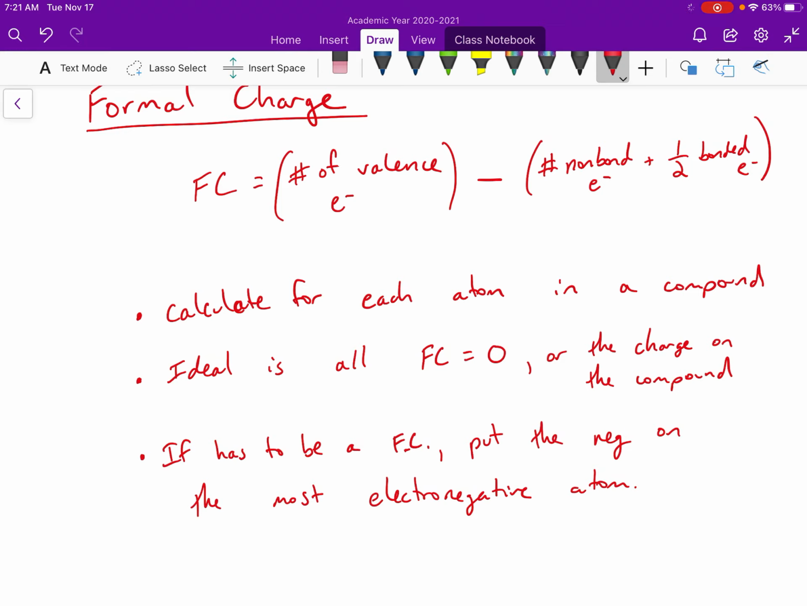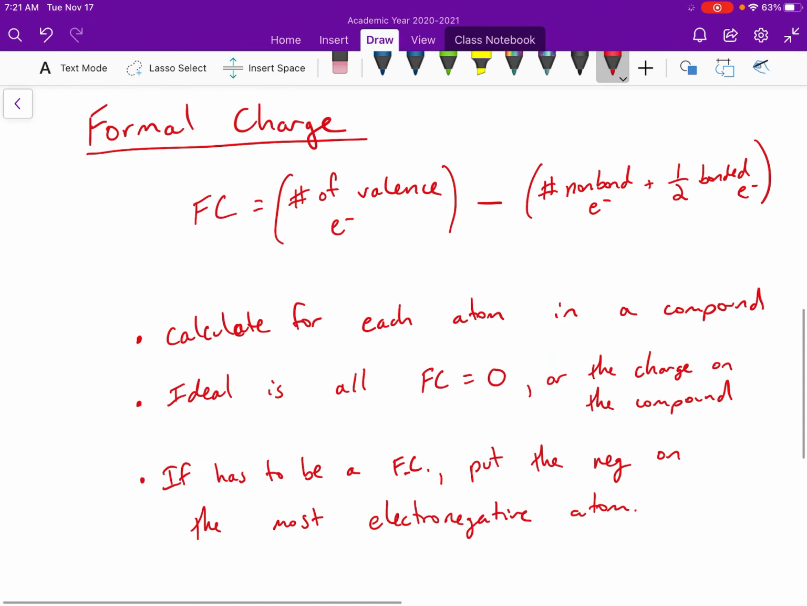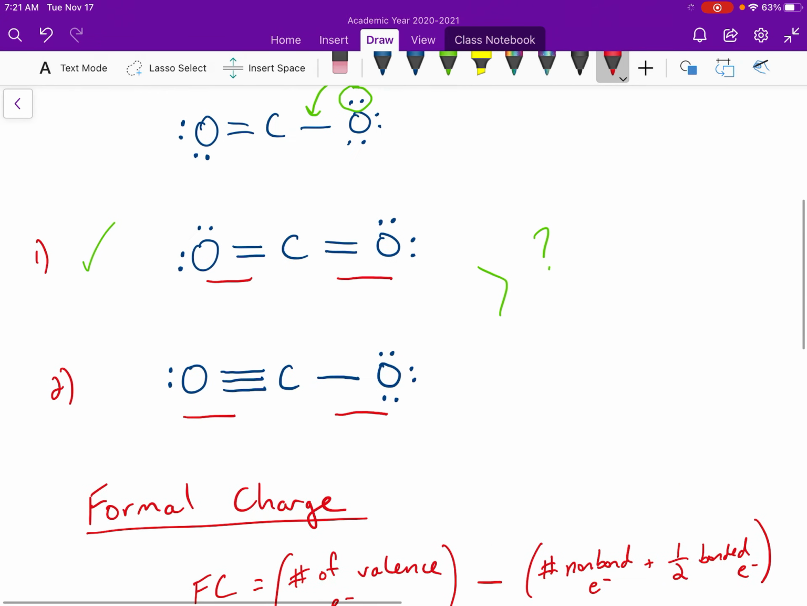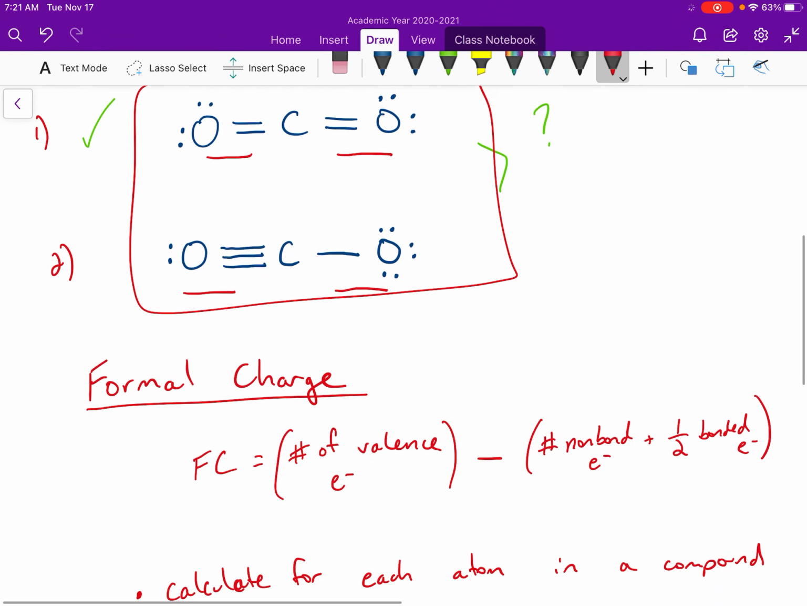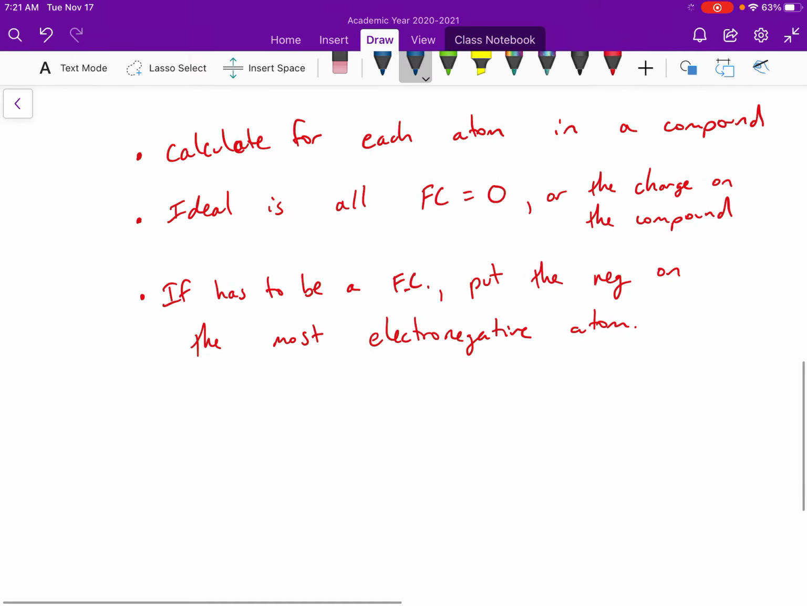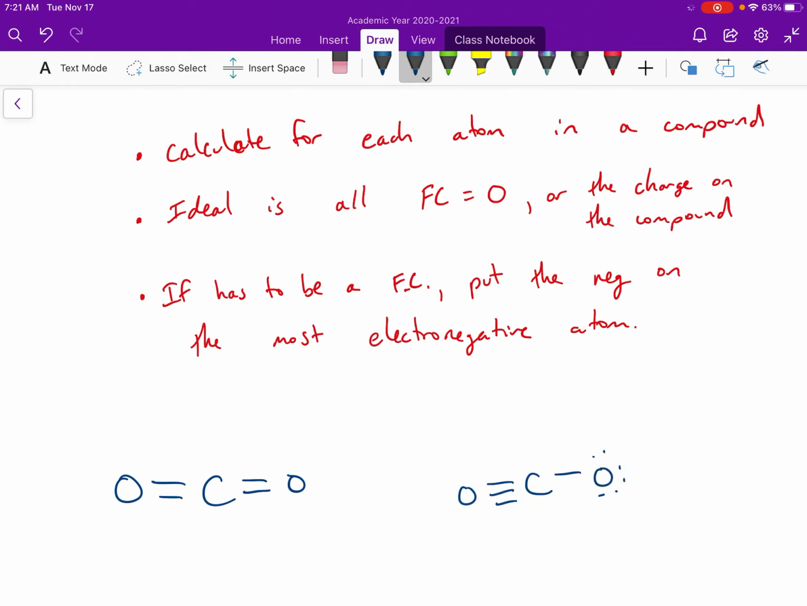Okay? So if there has to be formal charge, things will be more negative, or happier being more negative, if they are more electronegative, which hopefully makes sense. So let's use formal charge to address which one of these structures is the best. So let me just redraw these down here. So we have this one, and we have this one. Okay, so we're going to calculate formal charge for each specific atom.